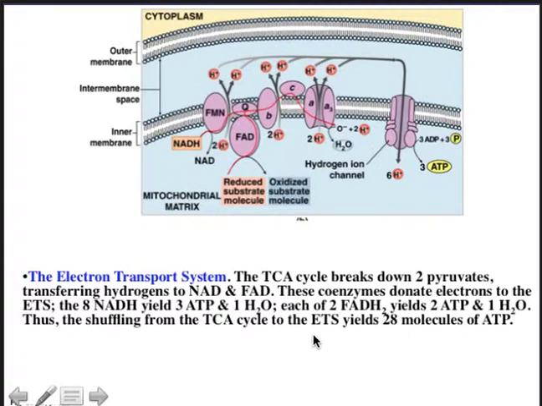The TCA cycle breaks down 2 pyruvates, transferring hydrogens to NAD and FAD. These coenzymes donate electrons to the transferring hydrogens.